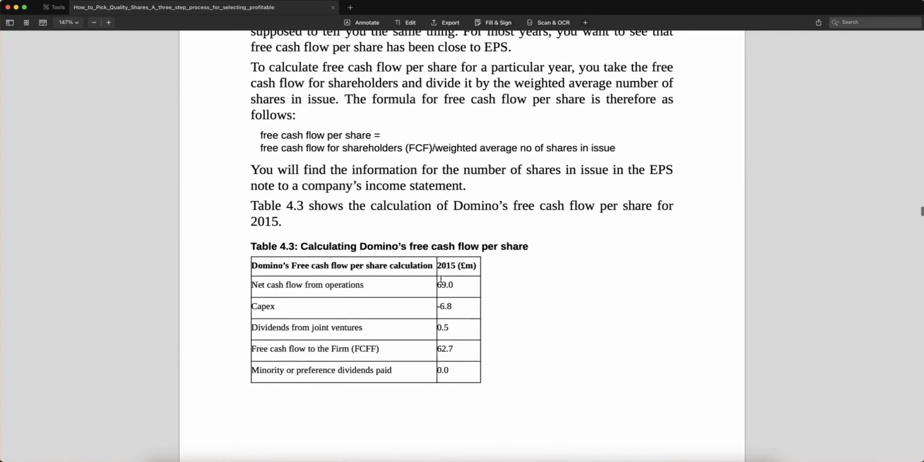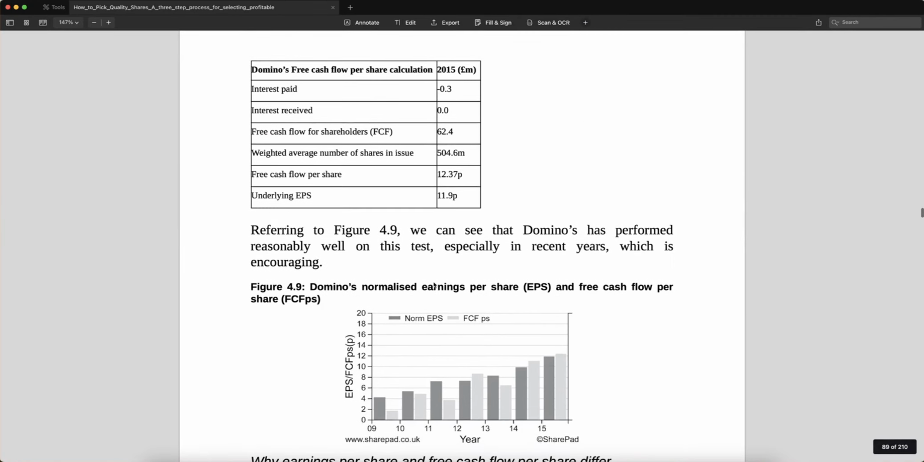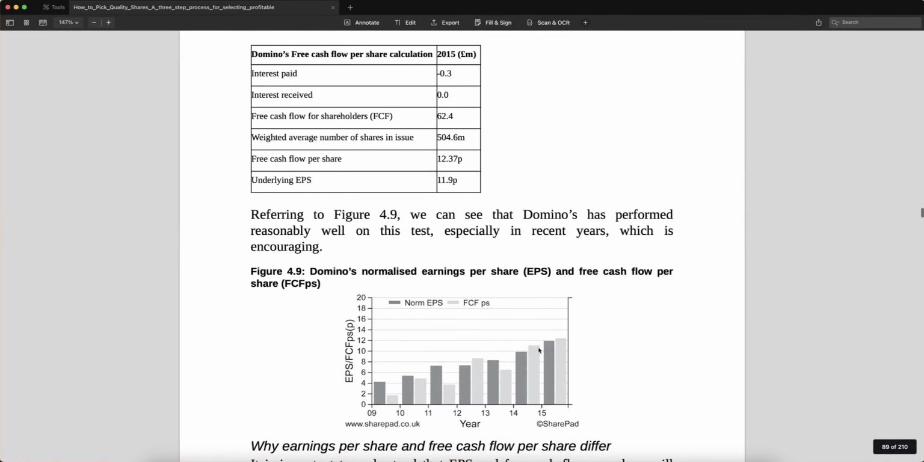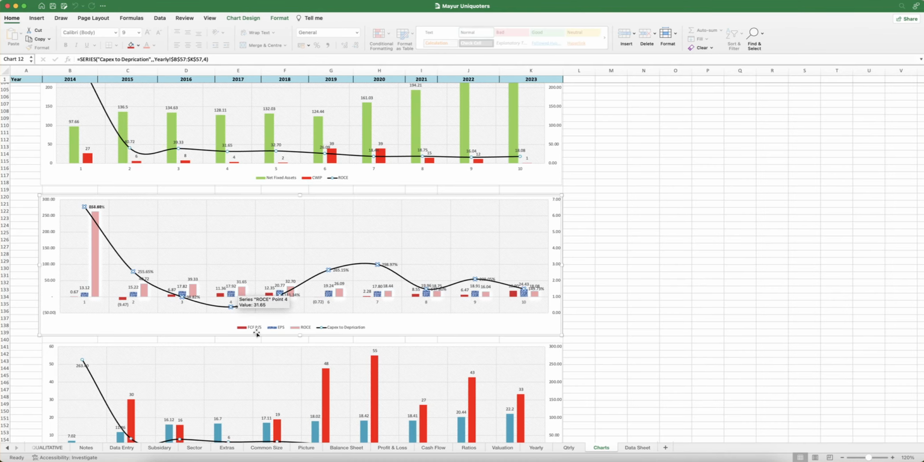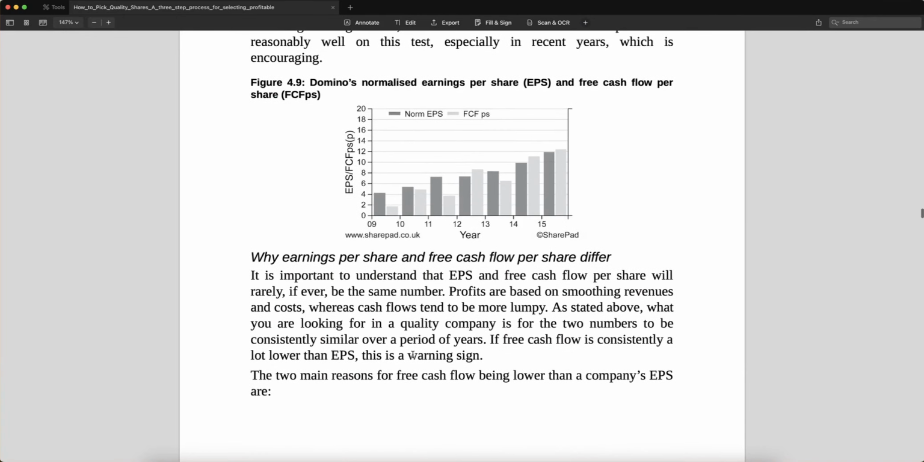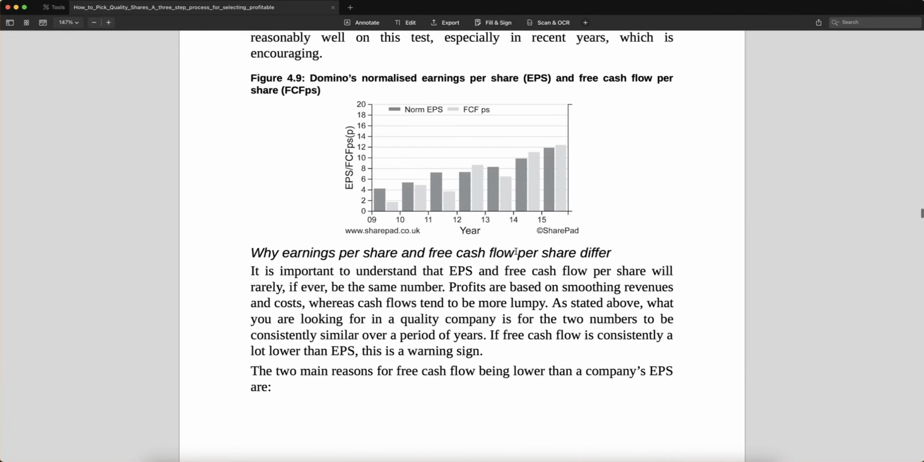Here he gives you the formulas, and so on and so forth for Domino's. We are discussing Domino's. Domino's free cash flow per share, if you compare FCF with normalized EPS, more or less the same as what we are doing over here. EPS and free cash flow to equity per share.